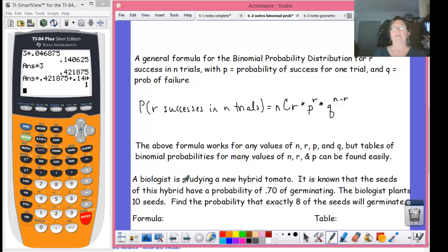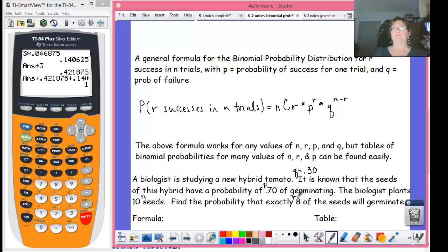Let's try this example. A biologist is studying a new hybrid tomato. It's known that the seeds of this hybrid have a probability of 70% or 0.7 of germinating. Folks, if germinate is a success, 0.7 is our P here. What would that make the Q in this situation? Well, it's the rest of the probability. They either germinate or they don't. So 0.30, or just 0.3. The biologist plants 10 seeds. Here's our fixed number of trials. That's our N. Find the probability that exactly 8 of those seeds germinate.